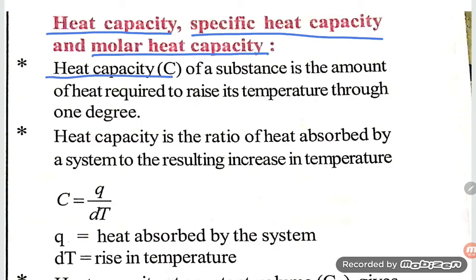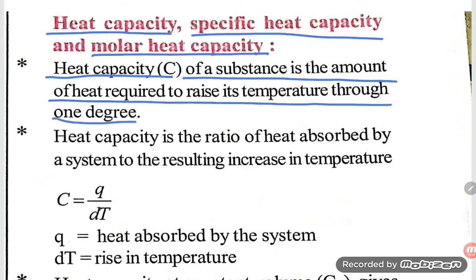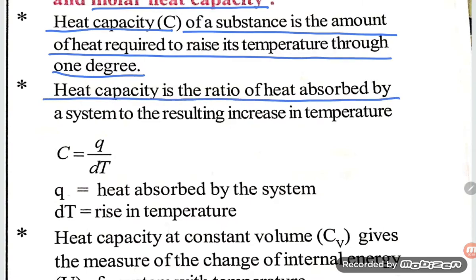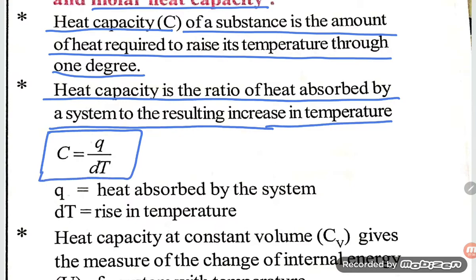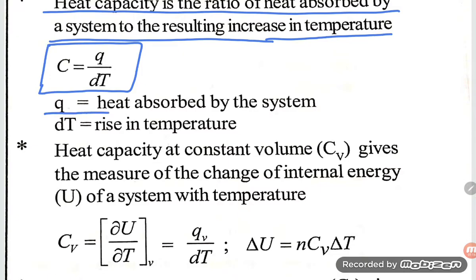So heat capacity C of a substance is the amount of heat required to raise the temperature through 1 degree. Whatever the given amount of substance is there, you have to increase the temperature by 1 degree. Any substance getting its temperature increased by 1 degree is known as what? Heat capacity. Heat capacity is the ratio of heat absorbed by the system to the resulting increase in the temperature. So the heat capacity C is equal to Q by dT. Q is heat absorbed by the system, and delta T or dT is the rise in temperature.